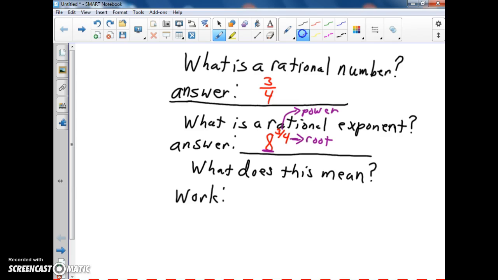Okay, so now we're going to rewrite this, and this is what you're going to learn how to do. 8 to the 3/4 means this: the fourth root of 8 to the third power.